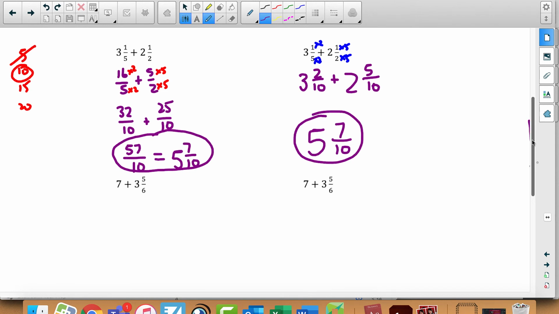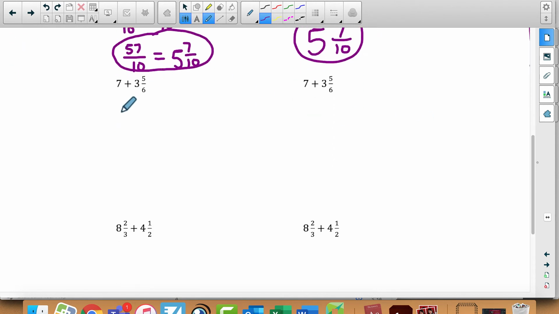Alright, third one. 7 plus 3 and 5, 6. Okay, now this is ridiculous not to use my method, but I'll do your method if you want. Make them both improper. Well, this is just 7, so let's make it 7 over 1. And then this is 3 times 6 is 18, plus 5 is 23 over 6.